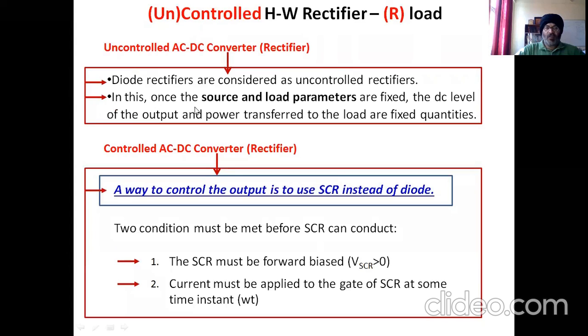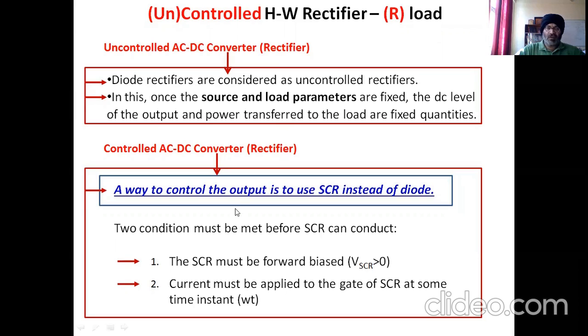In the uncontrolled case, once the load and source parameters are fixed by the specifications of the application, then the DC level of the output and the power transferred to the load are fixed quantities. Then we can easily calculate the DC output, average output, RMS output, or the power delivered to or absorbed by the load.